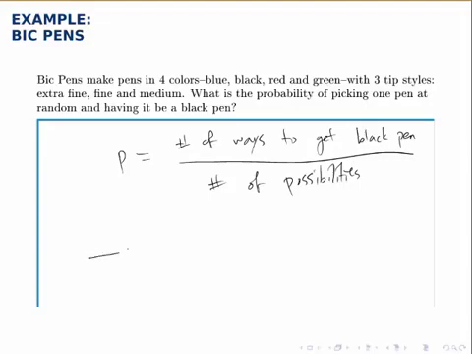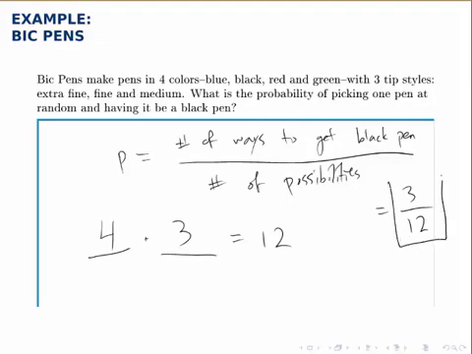If we're selecting a color and a tip style, there are 4 options for the color, 3 options for the tip, so there are 12 total options. That's the denominator, the number of possibilities. There are 12 possible options. 3 of those are black. You can have black extra fine, black fine, or black medium. So there are 3 ways to get a black pen, and there are 12 total possibilities. Therefore, the probability that our randomly selected pen is black is 3 out of 12.